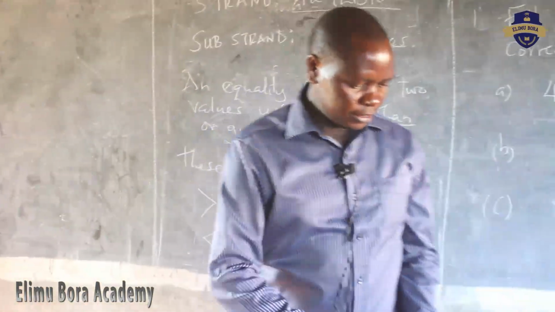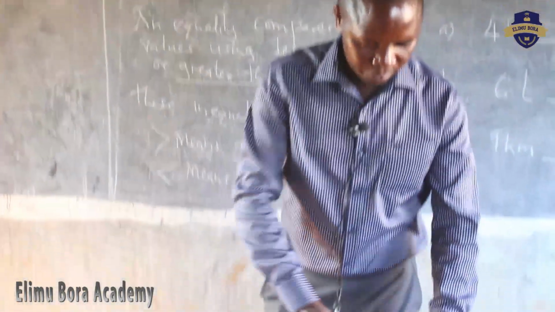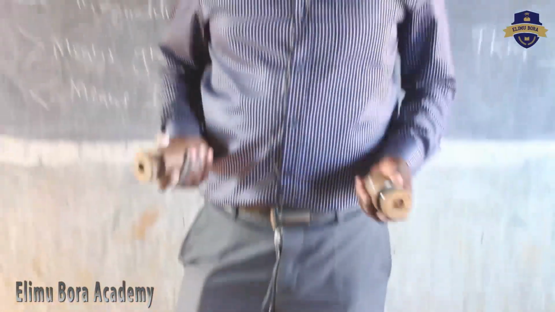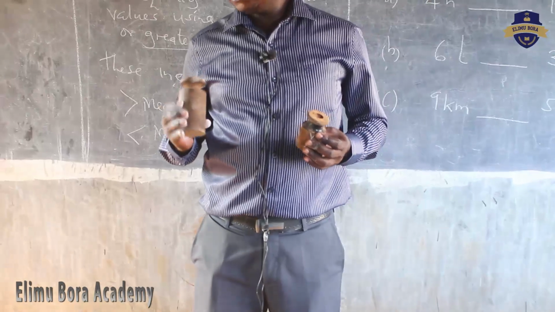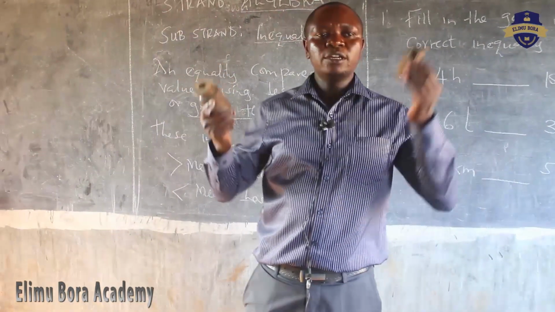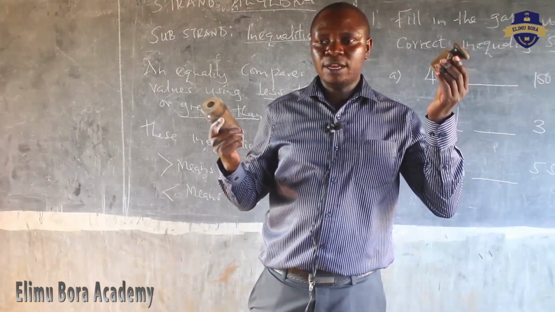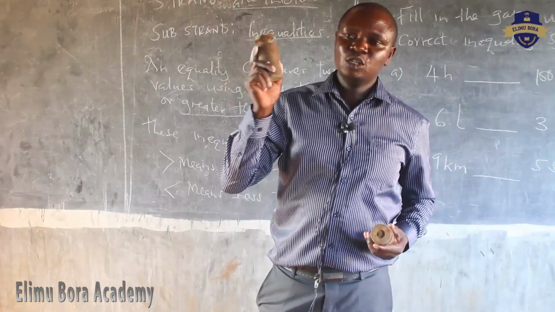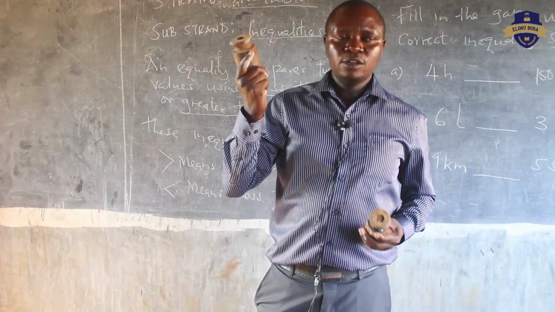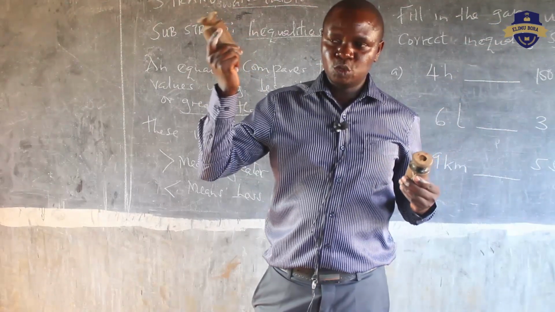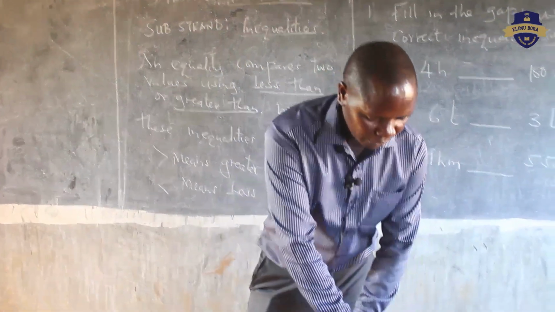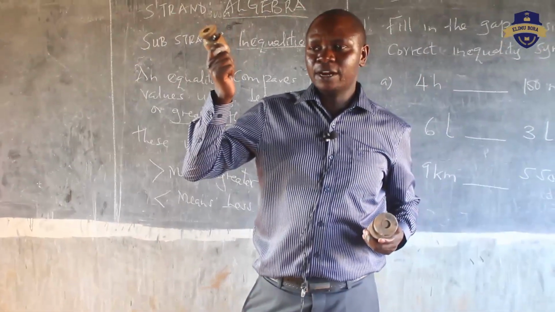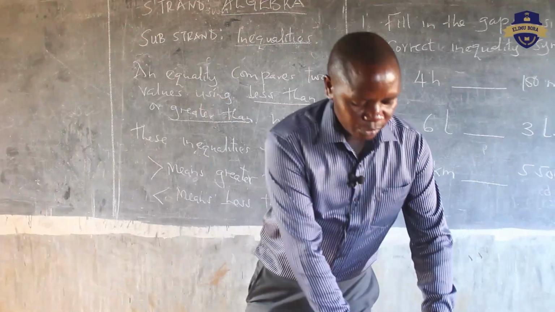Now here we are having the examples. We are going to use what? Mass. So we are having here different masses. This one is 2 kilogram. This one is 1 kg. Are you together? So when you compare the mass, you will find that 1 kg is what? Less than 2 kilogram. Or vice versa, you can say 2 kilogram is greater than 1 kilogram. Are we together?